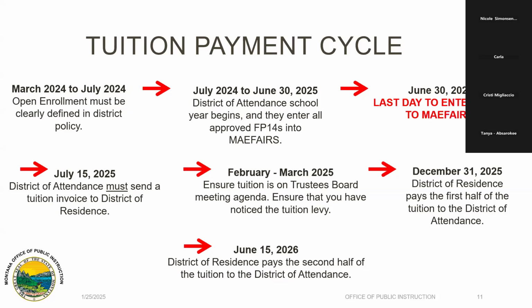February to March 2025, ensure tuition is on the trustee board meeting agenda. What I mean there is make sure that you notice your tuition levy when you notice all your other levies.